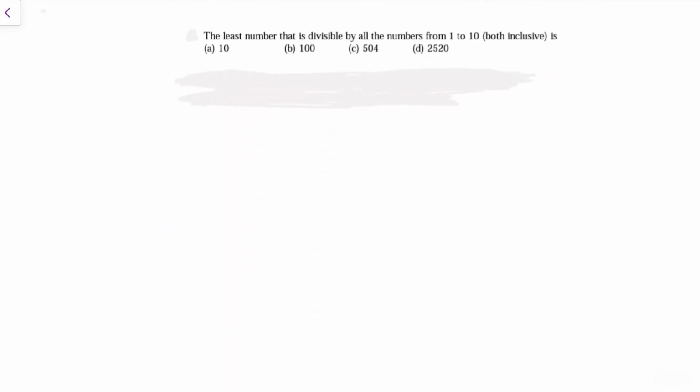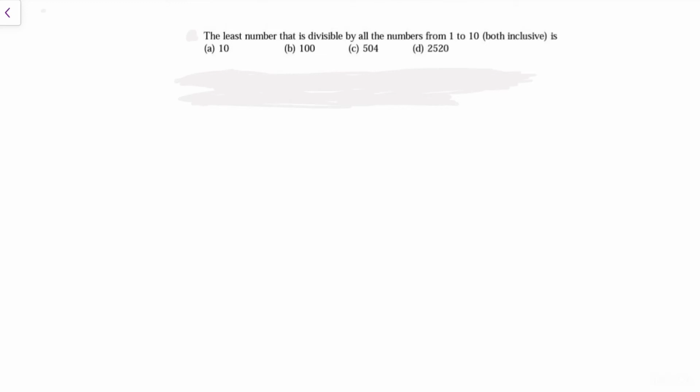Next, the least number that is divisible by all the numbers from 1 to 10, both inclusive. For this kind of question also, again two methods will be there. One is going from question to answer. In case you feel that is time taking, you can go with options to question. Let us explain both. First I am going with options to question.